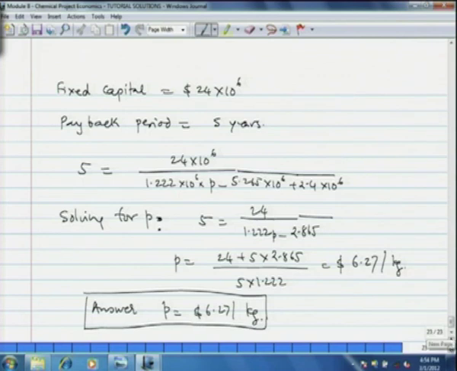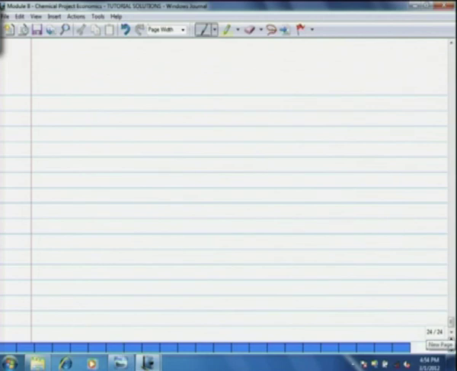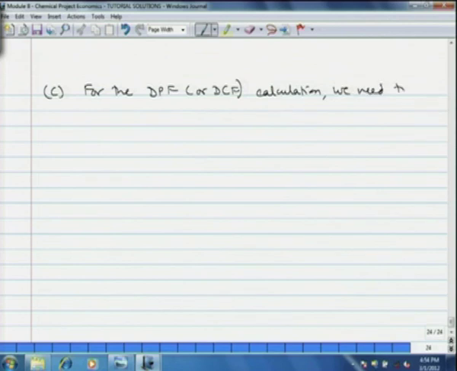In the third problem, we have to do a discounted profit flow or discounted cash flow analysis with a given hurdle rate of return. So for the DPF or DCF calculation, we need to discount back the revenue, then the total production cost and the depreciation to time 0 with an interest rate of 30%.